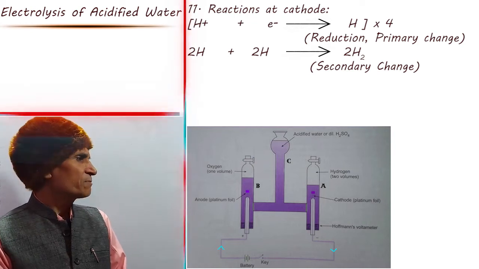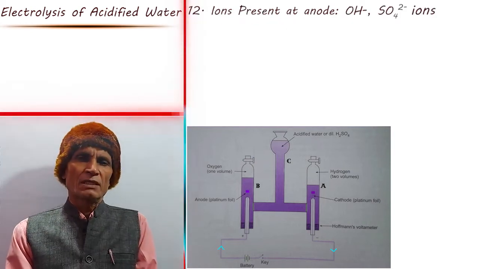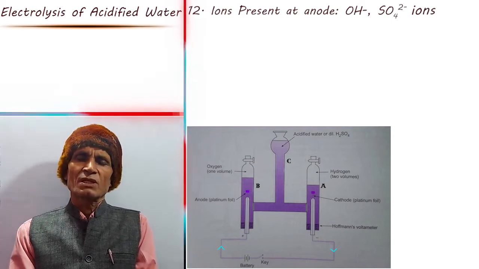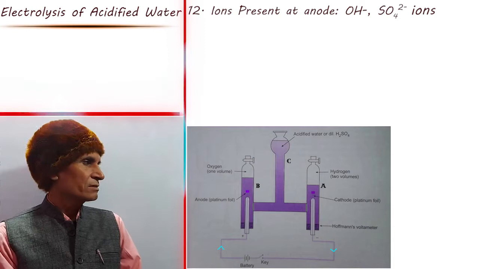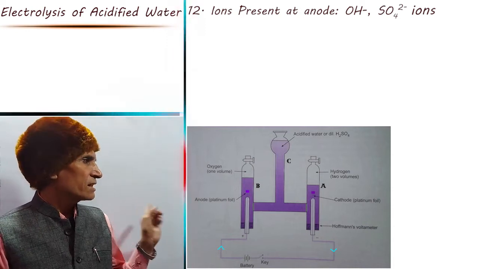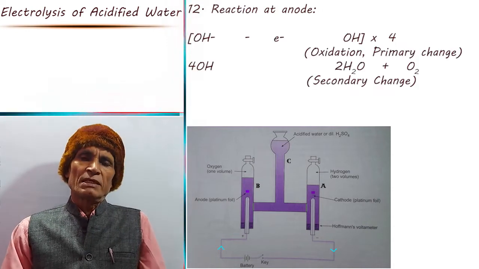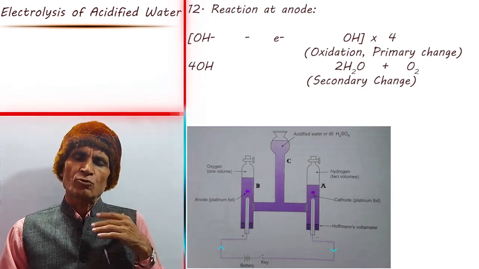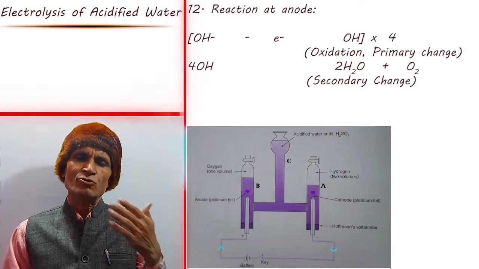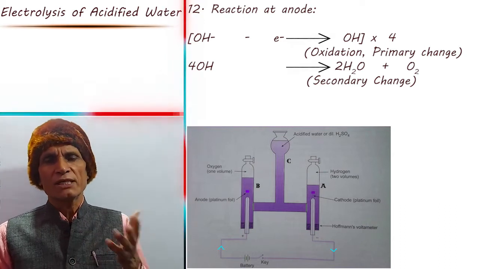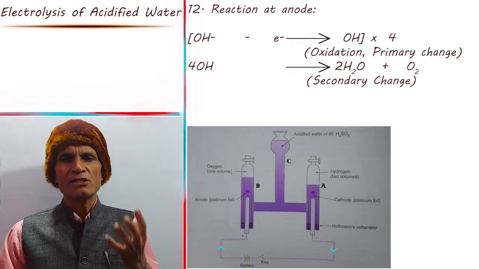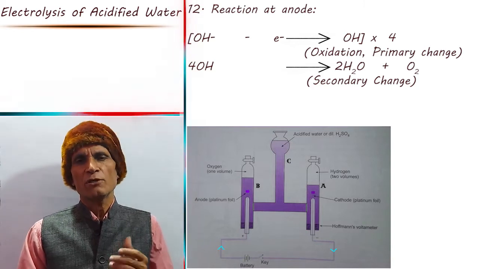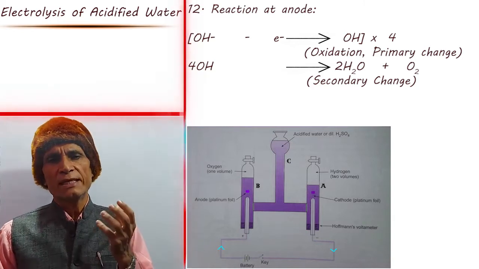Next, ions present at the anode. Ions present at the anode are sulfate ions and hydroxide ions. Now, the reaction at the anode. Hydroxide ion undergoes oxidation by losing an electron. Hence, hydroxide ions are discharged in preference to sulfate ions because of their lower position in the electrochemical series.